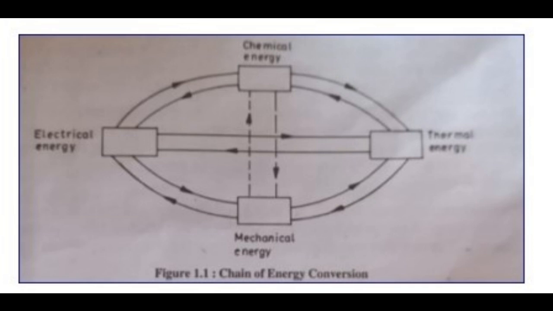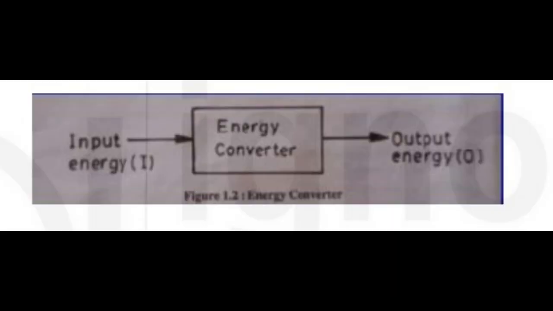Look at the screen. The device that plays an important role for conversion of energy is called energy converter. It is a device inside which energy conversion takes place, where it takes one form of energy as input and delivers converted energy as output as shown in Figure 1.2. For example, a motor is a device that converts electrical energy into mechanical energy to drive a mechanical load.